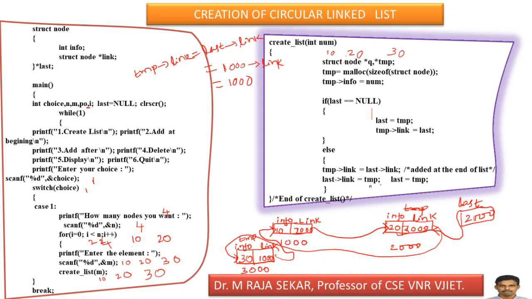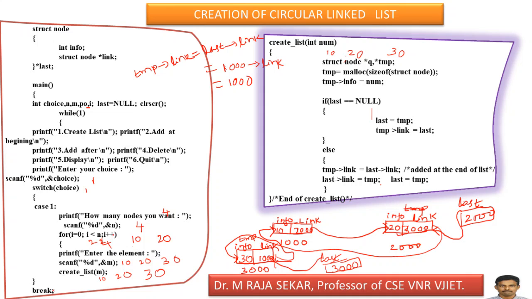Last arrow link equal to tmp. Last equal to tmp means what? Now tmp is 3000. Last is a pointer variable, equal to tmp means what is my tmp? Recently created node address, that is 3000. Here I must keep 3000. It will point to this particular node, isn't it?